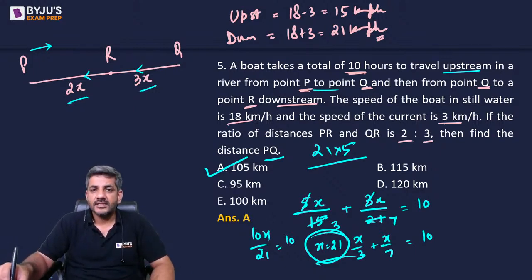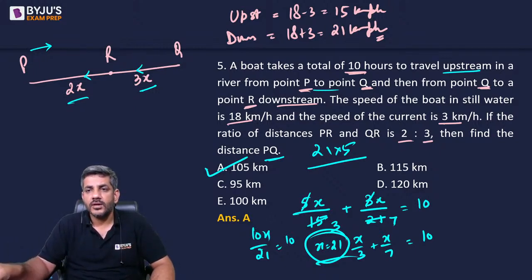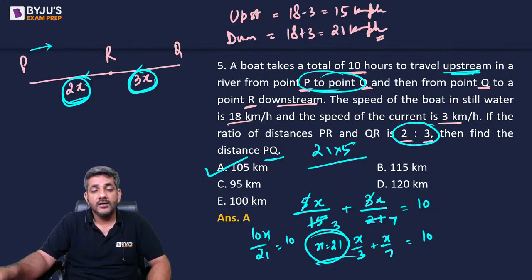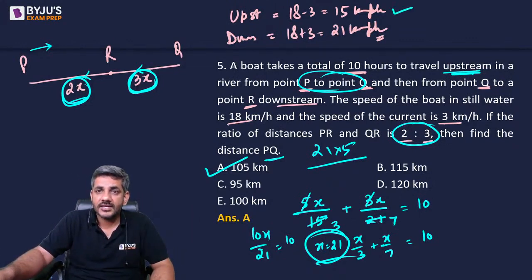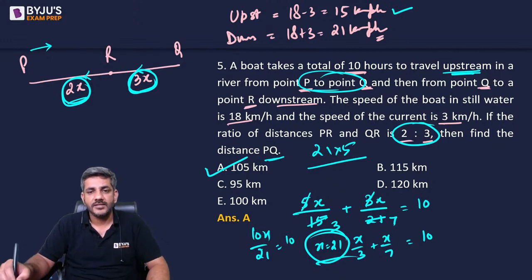I am saying that the boat went from P to Q and came back from Q to R, and the ratio of PR and QR is 2:3. Upstream, that means when he was going, the river was against him. And when the river was against him, he was going upstream, his speed was 15. So he traveled this 5x at a speed of 15.